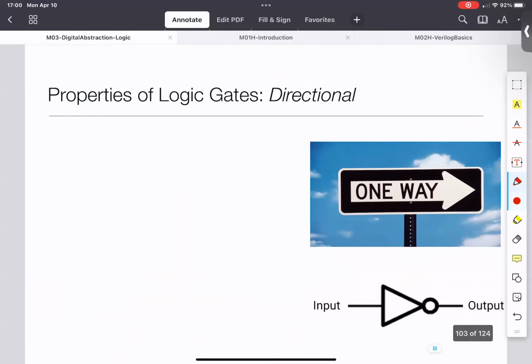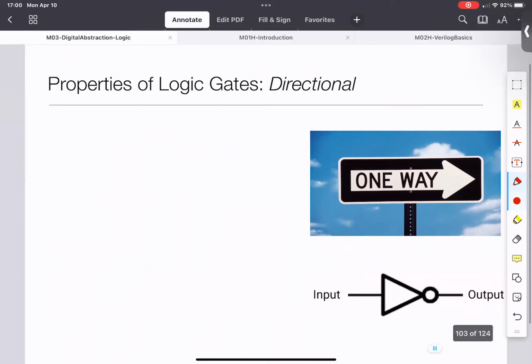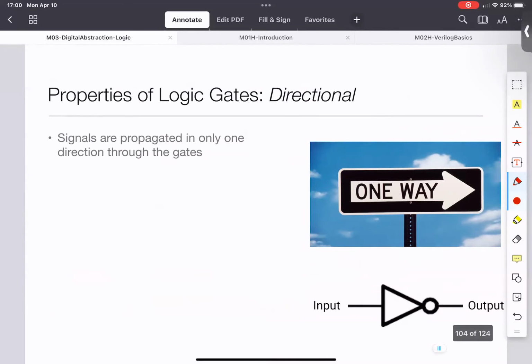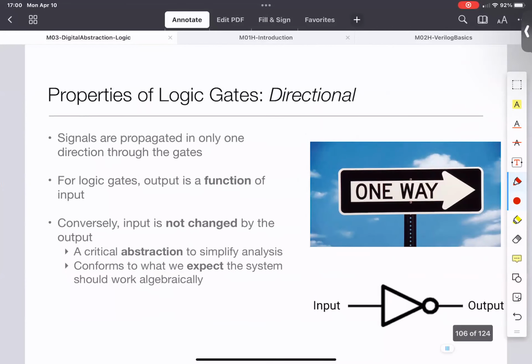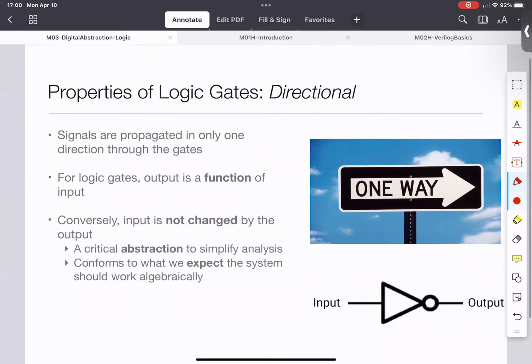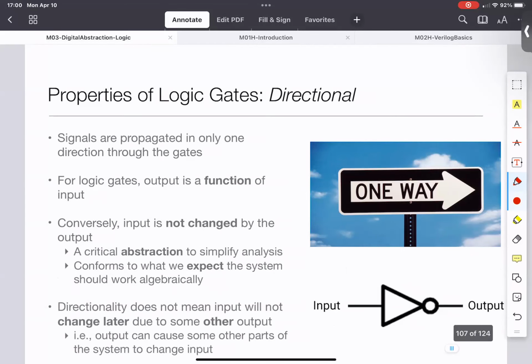Directional, it's a one-way thing. So a NOT gate just conveys information left to right. Signals are propagated only in one direction. Output is a function of the input. Output does not influence the input. Okay, again in a logic gate, which to us is just a combinational piece, the input is not changed. Okay, so that's straightforward.